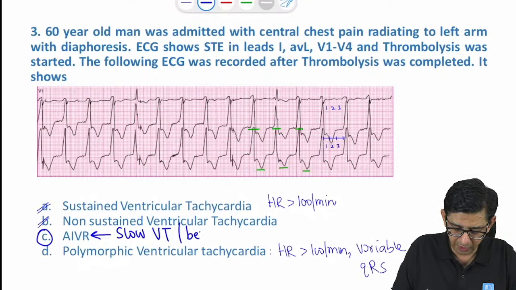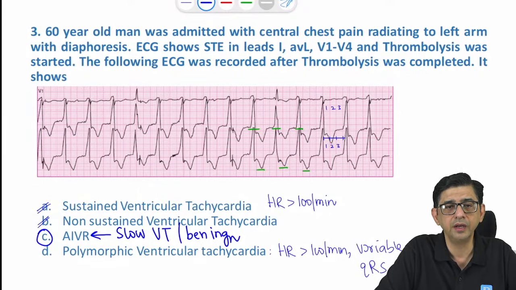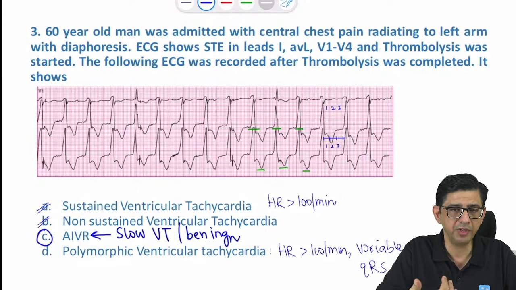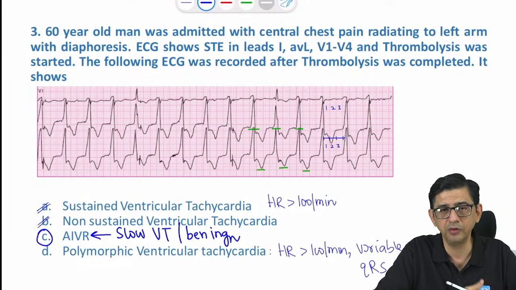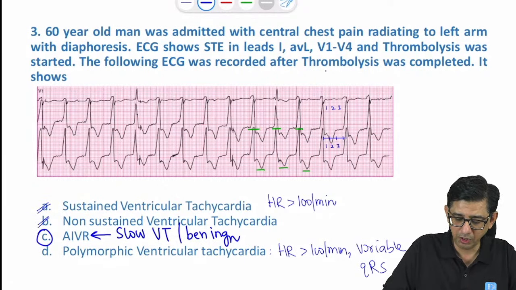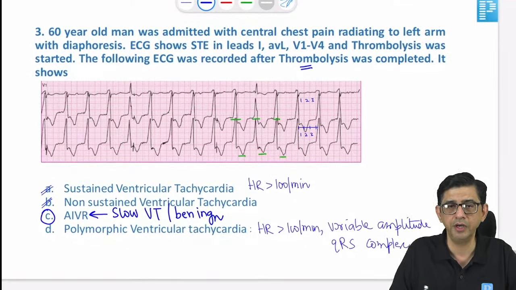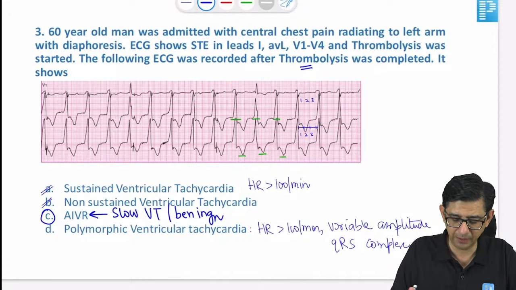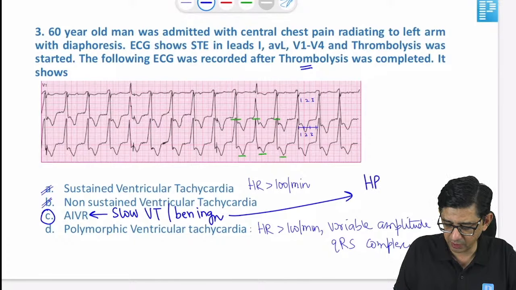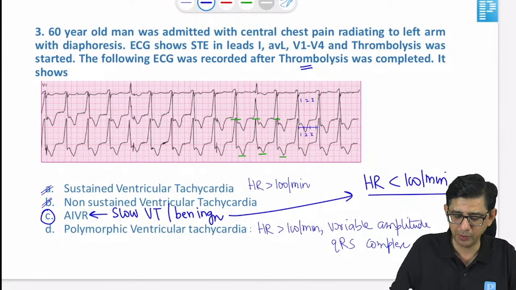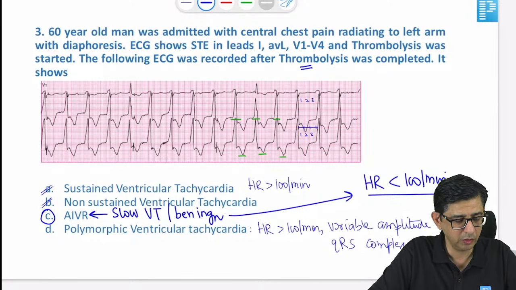Why are we calling it benign? Because the heart rate of the patient is turning out to be less than 100, and this is just an evolving temporary phase. It's rather indirectly telling us that the drugs are working in this case. The main keyword in this question was thrombolysis was done. Traditionally, we do a percutaneous coronary intervention, and after that, he showed this heart rate, which was less than 100. There are three pointers in this question for the answer AIVR. First pointer is thrombolysis. Second pointer is the heart rate of this patient is less than 100 per minute. And third is that broad QRS complexes can be seen.